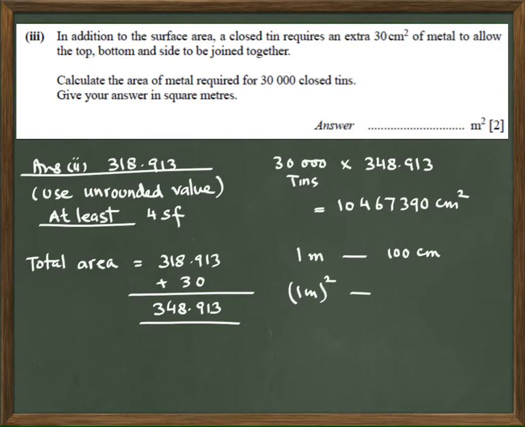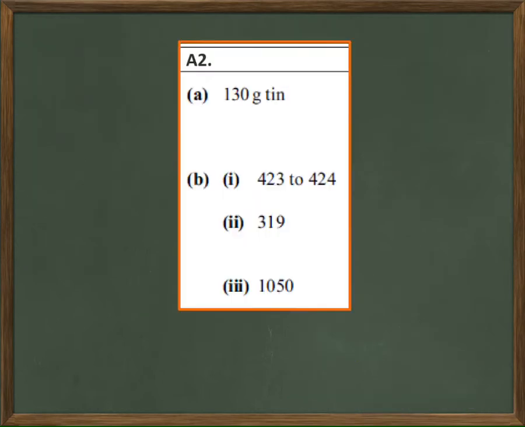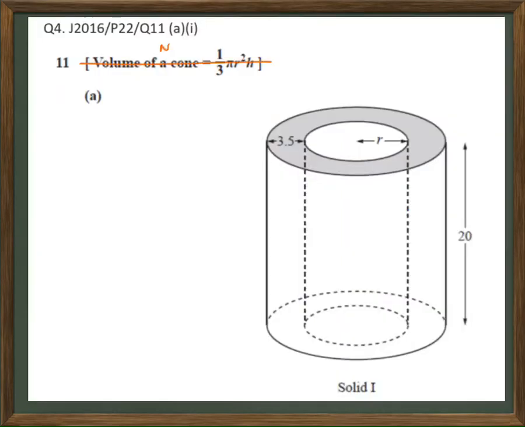1 meter is 100 centimeter. 1 meter square is 100 centimeter square. And therefore apply the unitary method and then you get the answer. So the answer comes out to be this thing. And what's the last thing? Take care of the accuracy. And the answer is 1050 centimeters square. So that was this question. And these were the answers. So that was the first question. Let's move on. The second question.